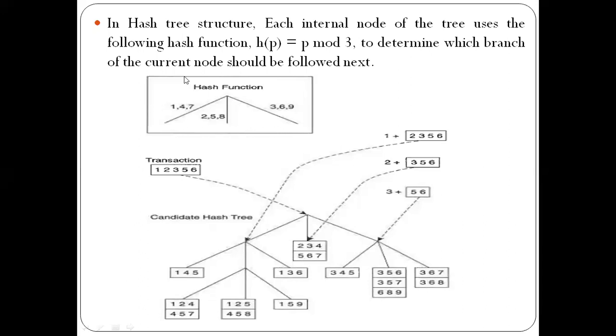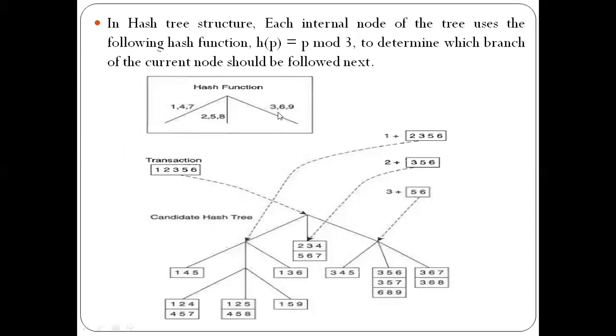So whenever the number is 1, 4 or 7, we need to traverse the left subtree, or map the candidates to the left subtree, because all these numbers give the remainder 1 when divided by 3. In the same way, 2, 5, 8 are mapped to the middle subtree, because they give the remainder 2 when divided by 3. And 3, 6, 9 must be mapped to the right subtree, because when divided by 3 they give the remainder 0.